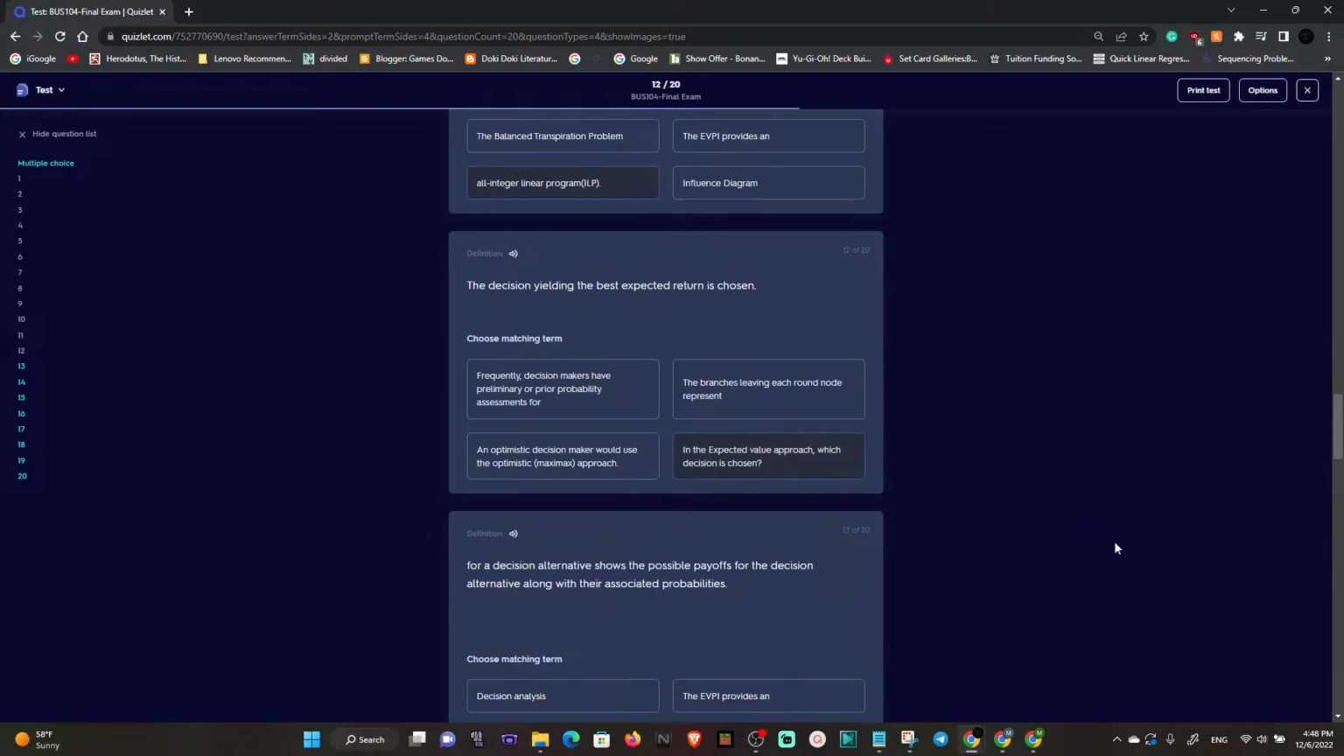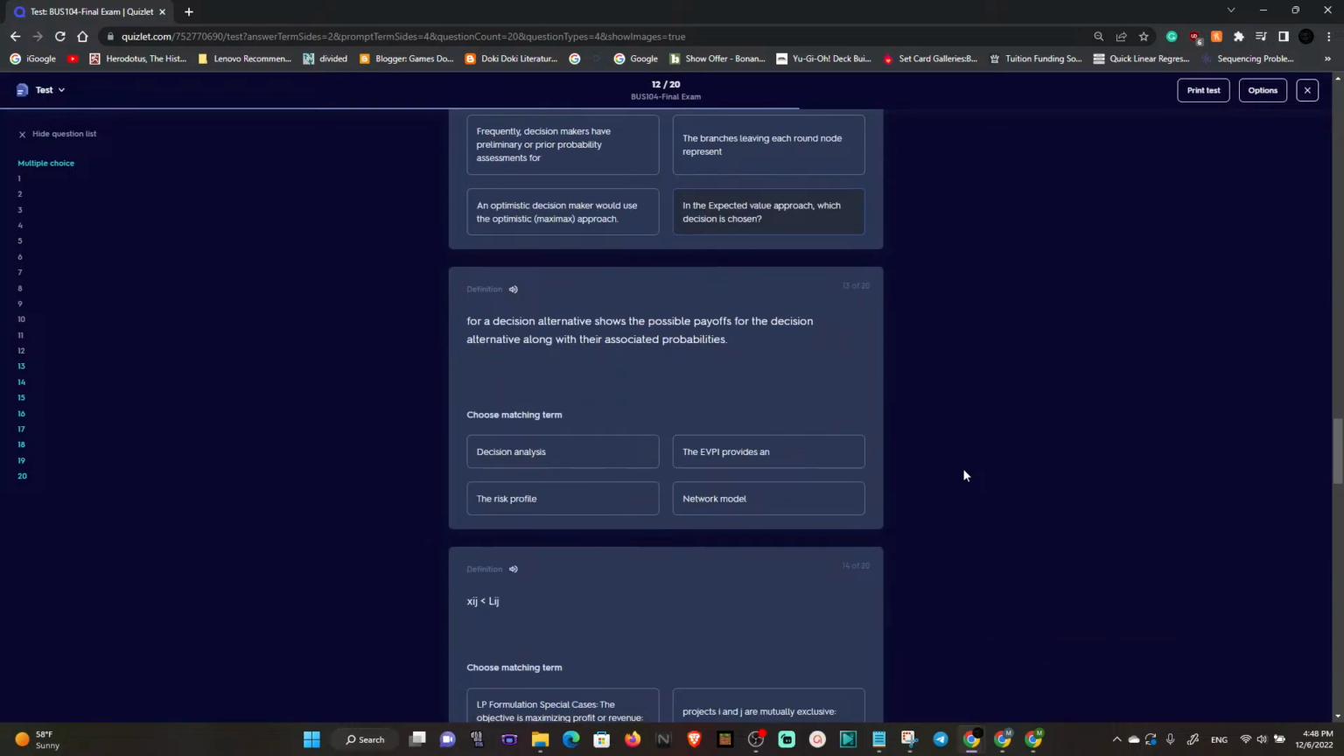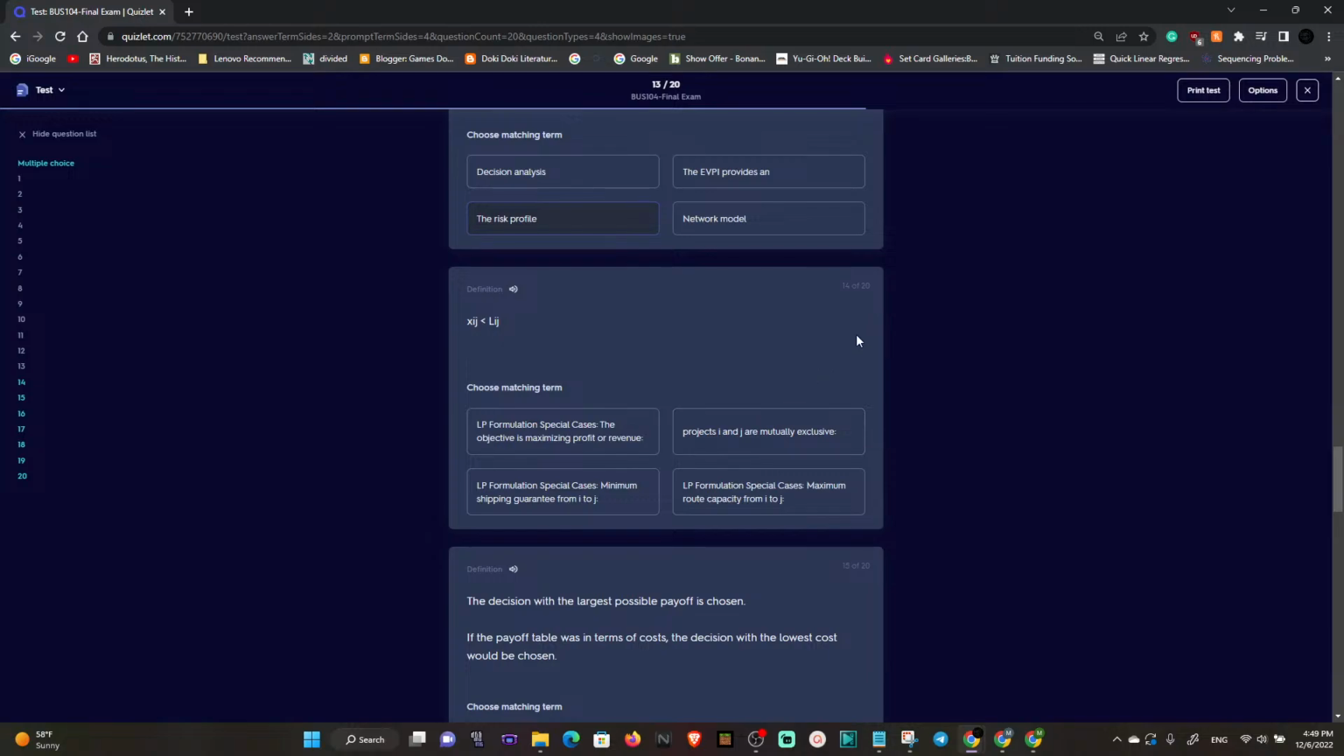Expected value. For a decision alternative shows the possible payoffs for the decision alternative along with the associated probabilities. Hold on. Payoffs. Possible payoff for decision alternative. Possible payoff. Okay. It should be something about risk. Yeah. Why would it be risk? Oh, possible payoffs, you're right. Go for it.